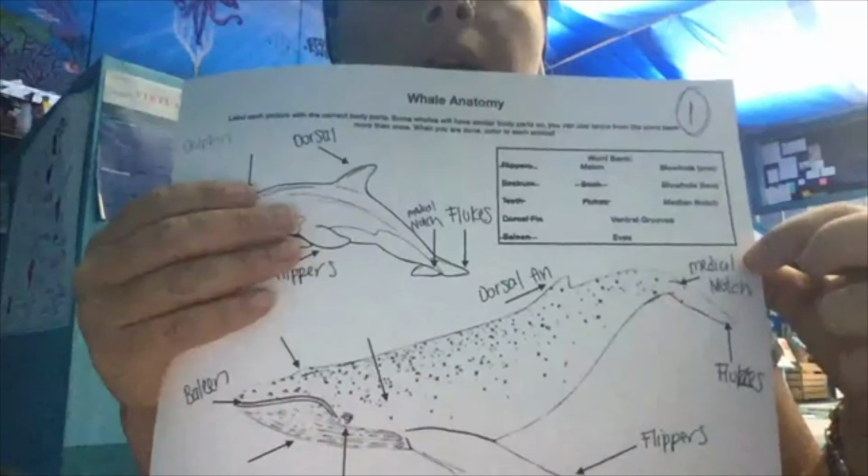All right, let's go on to flukes. Flukes is another word for tail. Right where you see the two arrows pointing to the tail, that's where you're going to want to write flukes. You'll also notice there's another arrow that is pointing kind of to where the flukes are, but it's more pointing to the middle of the tail. That is going to be called the medial notch. So you can see what I'm saying: the flukes are the side part, the medial notch is in the middle. So now you can cross off that as well.